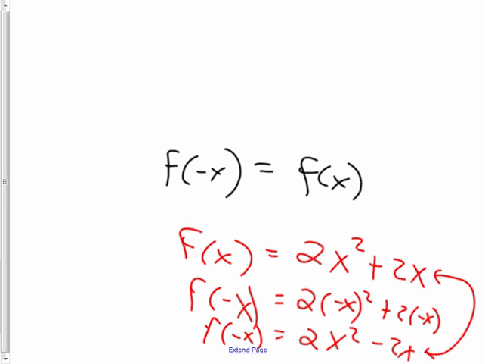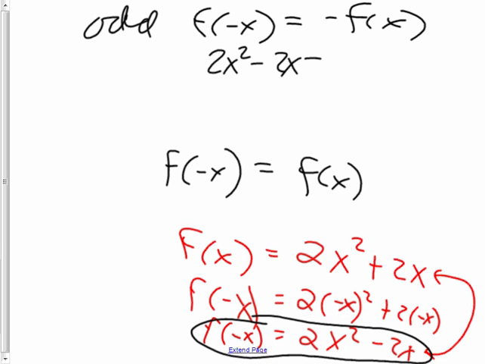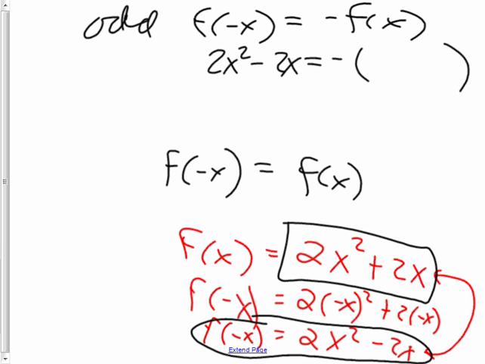Now I can test and see f of negative x. If this was really odd, then f of negative x would equal negative f of x. So let's test that. Part of the beauty of this is we've already tested f of negative x. We already know it. f of negative x came out right here. So I can just say, oh, so you're saying 2x squared minus 2x should equal negative, parentheses, dropping in f of x. f of x is this guy. And then I drop in this right there. And I have 2x squared plus 2x.